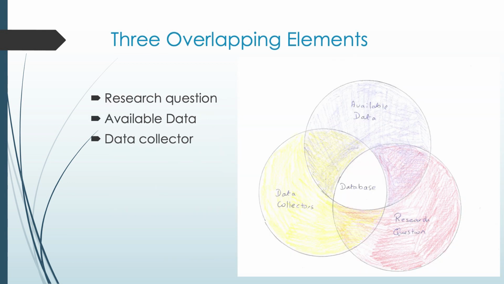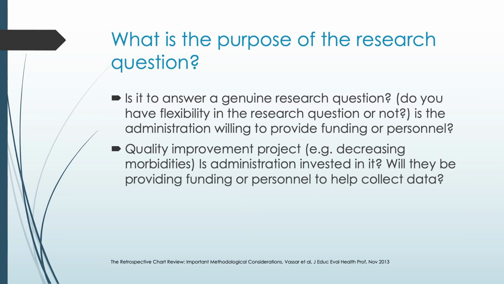All right? So any database is actually formed from three different parts. One is the research question. The other is what is the available data. And the third part is who is the data collector. And where these three overlap is where you will find your database. So what is the purpose of the research question? Is it to answer a genuine research question that I actually want to ask? If so, do you have flexibility in the research question? And is the administration willing to provide funding or personnel?